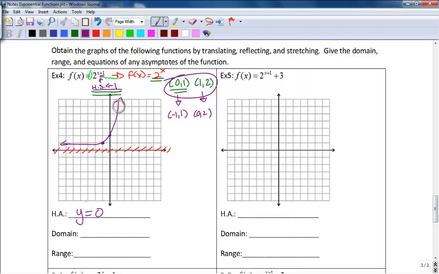Well, domain, arrow and arrow, is still going to be negative infinity to positive infinity. And range, I still want to be 0 going all the way to positive infinity. All right, let's look at example 5.